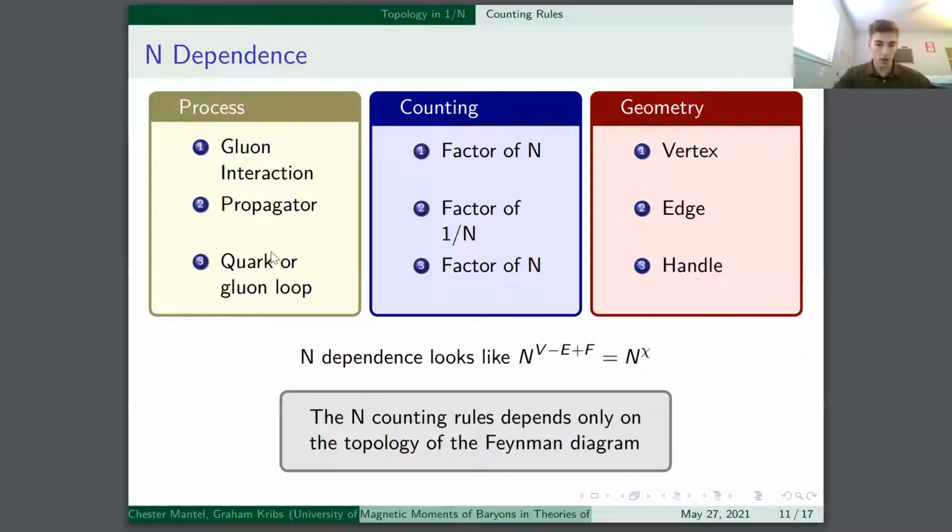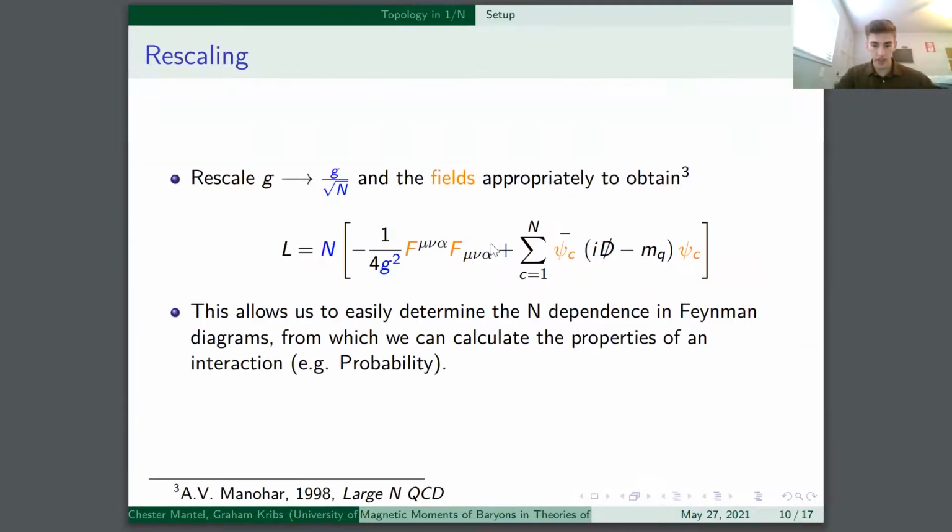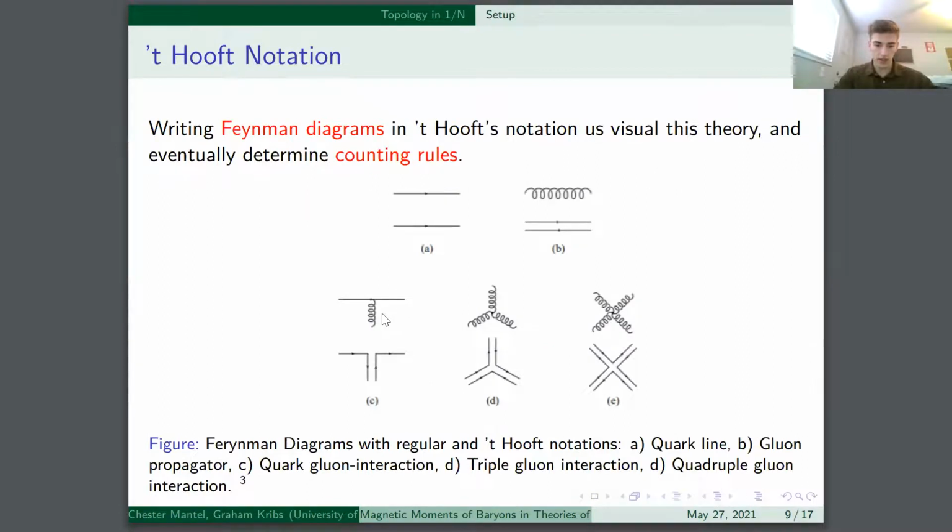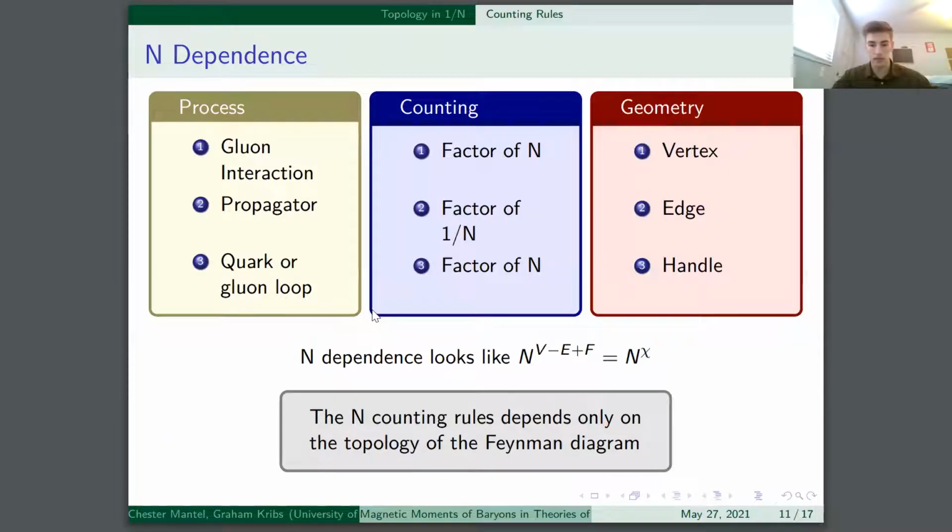And then lastly, for a quark or gluon loop, you get a factor of n, which is from the summation term here, since you have another n colors to sum over. You could just imagine that you have some quark or some propagator that connects to one of the quark lines or gluon lines and then reconnects. It's going to look like a closed loop or a handle, so to say. So you then have the n-dependence of a diagram. It looks like n to the power of the number of vertices minus the number of edges plus the number of handles, which is denoted as f.